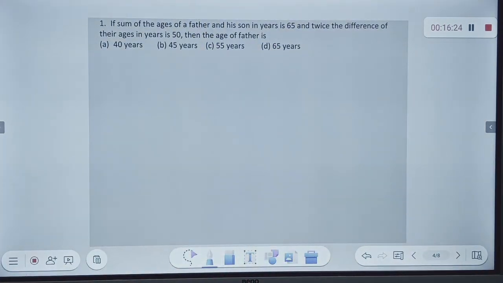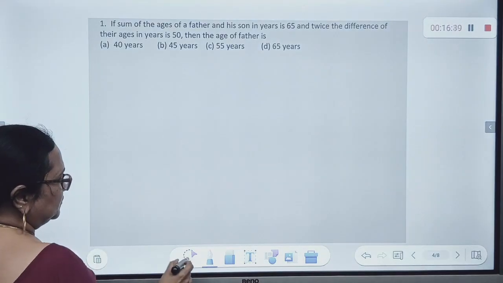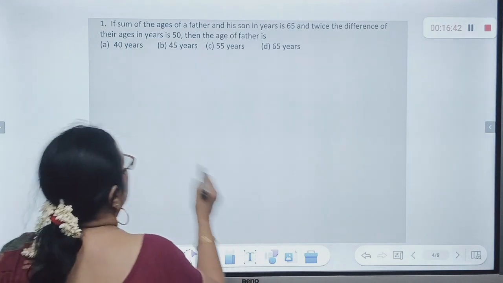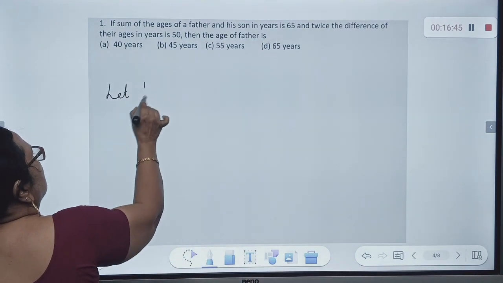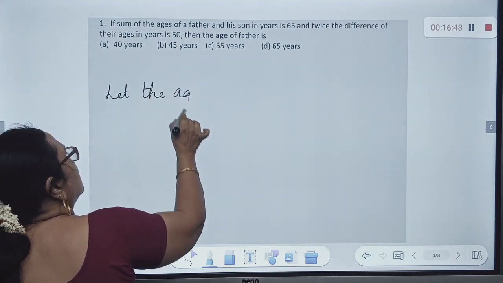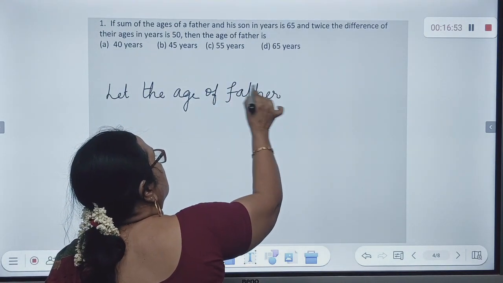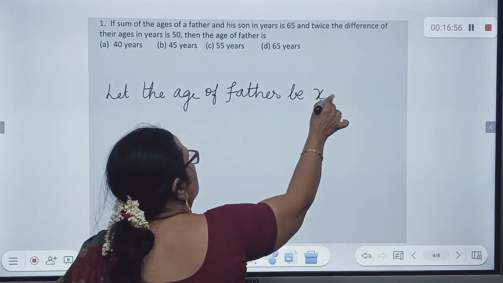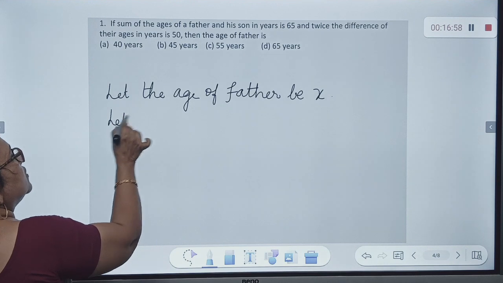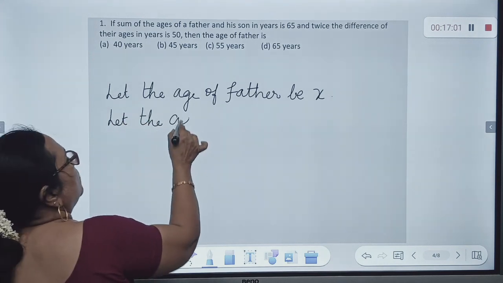Next problem. The sum of the ages of a father and his son in years is 65 and twice the difference of their ages is 50. Find the age of the father. Okay. So let the age of the father be x. Let the age of the son be y.